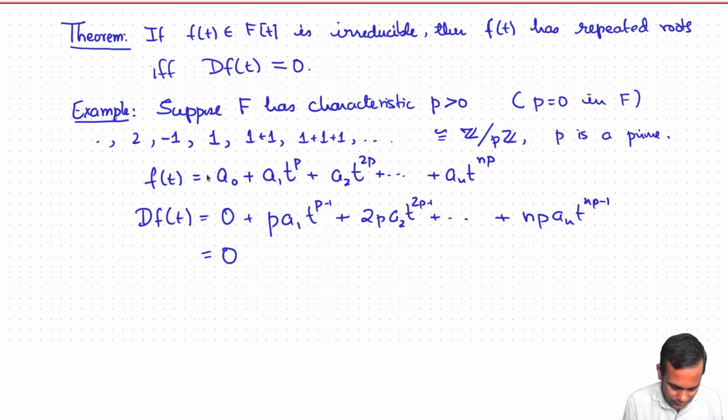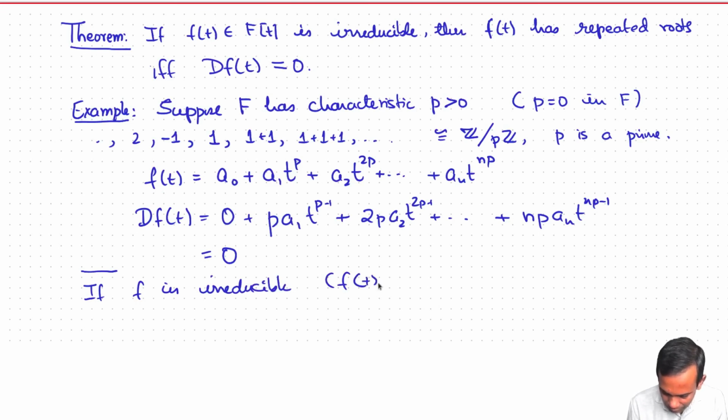Okay, let's see how to prove this theorem. We'll just use the criterion for the existence of repeated roots that we showed a few minutes ago. So suppose f is irreducible. Then what can be the value of gcd(f(t), df/dt)? The ideal generated by f(t) and df/dt has to be generated by a factor of f(t). So this has to be 1 or f(t), the only two possibilities, because there are only two divisors of the irreducible polynomial f(t).